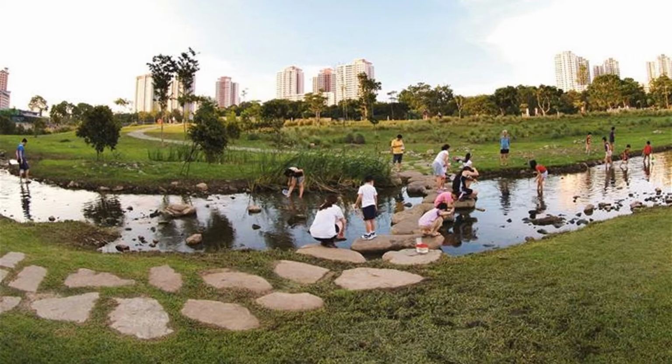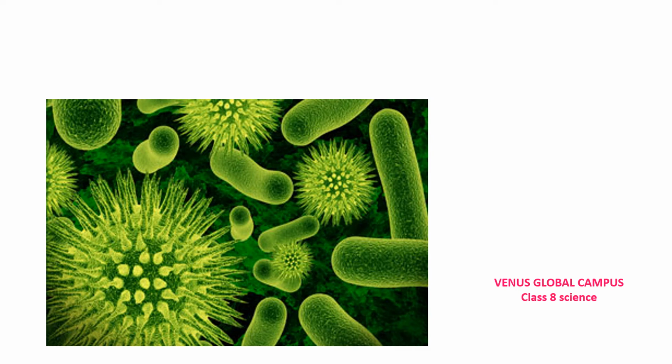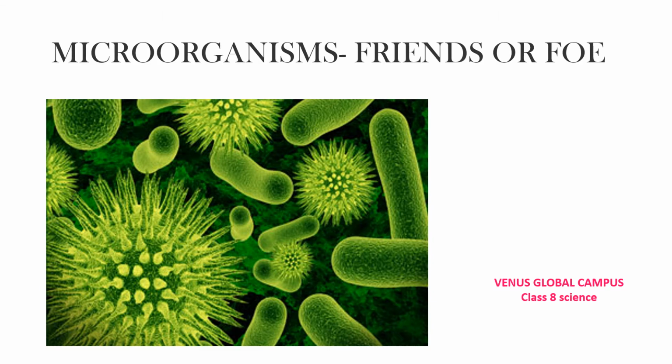So, have you ever observed your nature? Just see what all things you can see in this picture: people, river, grass, stones, trees, tall buildings, sky, isn't it? Beyond that, can you see anything else? There are living organisms that we are not able to see with our naked eyes. In this chapter, we are going to deal with microorganisms, friends or foe.